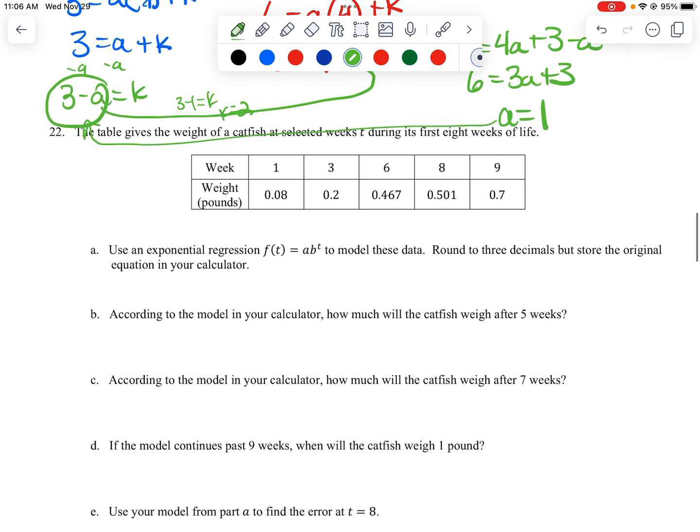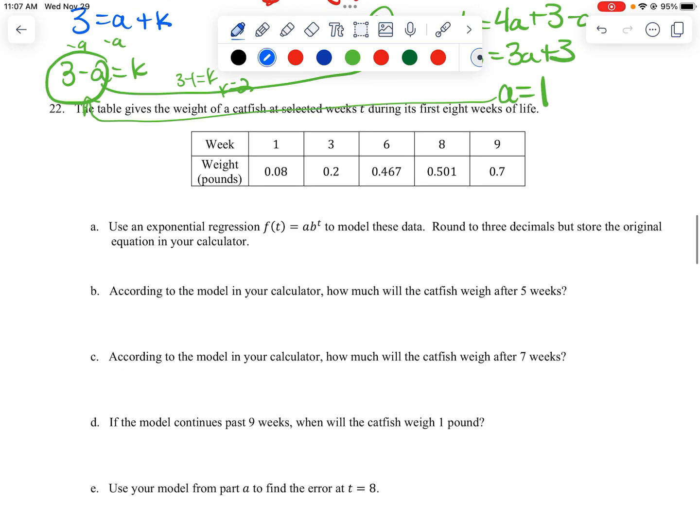All right, number 22. The table gives the value of catfish selected. So use an exponential regression. And I'm just going to write the answers here. If you need to know how to go through the exponential regression, please make sure you refer back to those calculator help videos. So your exponential regression should be about 0.078 times 1.288 to the x.